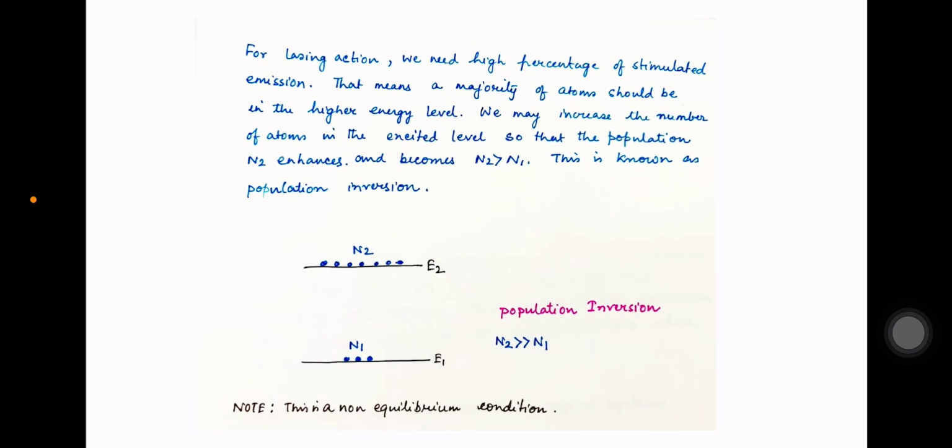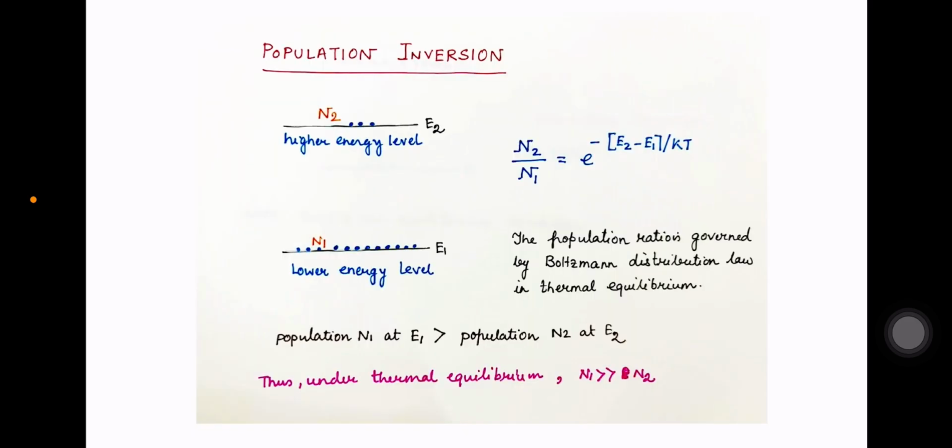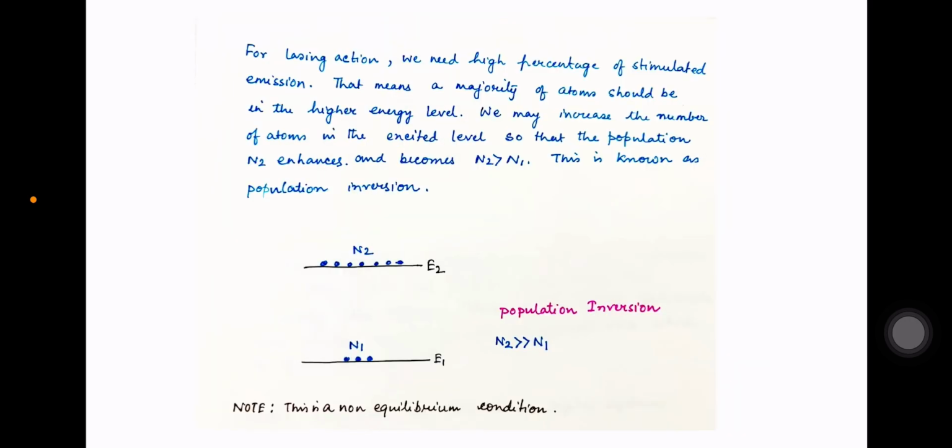The method by which it is done is known as pumping. That we'll discuss in another video. So what happens when we give energy from outside through an external agent? The population of the excited state increases, that is, N2 becomes greater than N1. One thing you should remember is that this is a non-equilibrium condition. As you have seen, in the equilibrium condition N2 by N1 is e to the power minus (E2 minus E1) by KT, where N1 is greater than N2. So this is a non-equilibrium condition.